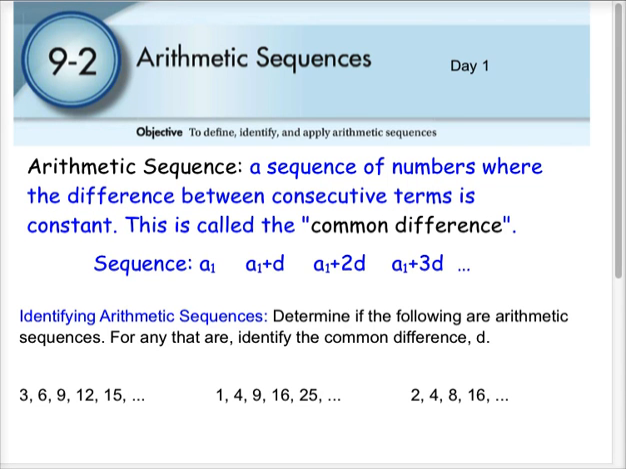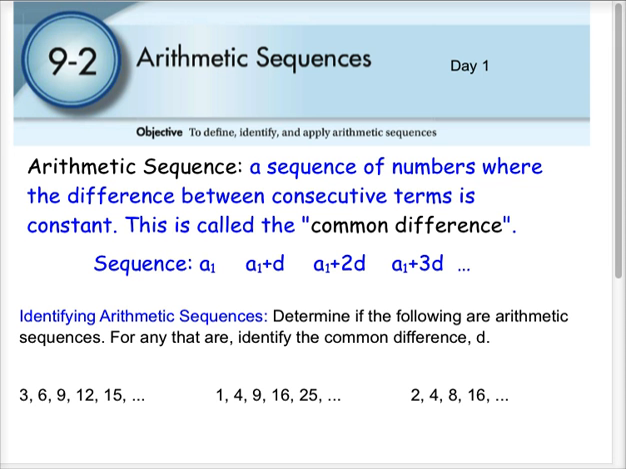Now, this is something you should have seen back in the 8th grade, all right? So arithmetic sequences. There are a sequence of numbers where the difference between consecutive terms is constant. This is called the common difference. So what are we talking about?